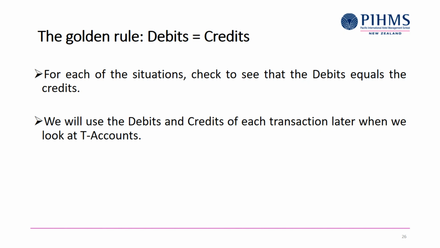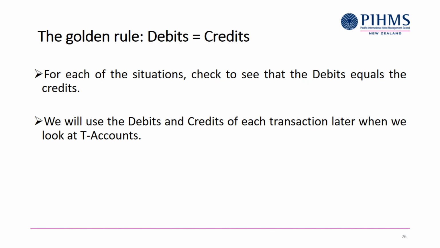So, check debits equal credits, very important. If you find you've got two debits, or you've got two credits, just go back and think, okay, might have to check, is it increasing, decreasing the right way? Just go back and hunt to see what you've done wrong.